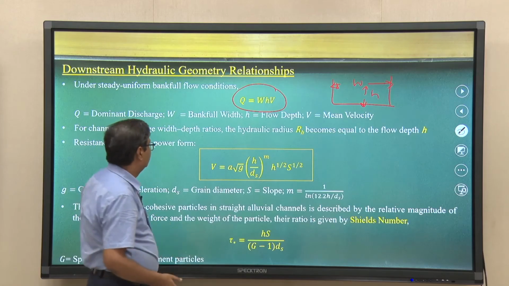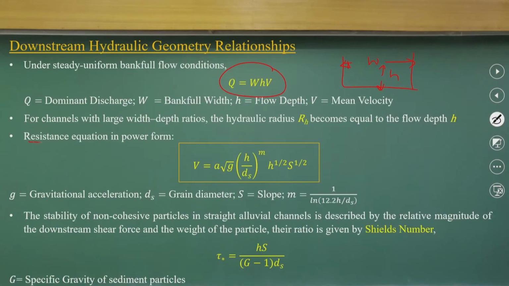But if you look at the flow resistance equation, which takes care of all the near boundary, near bed turbulent structures, we can establish a relationship of the velocity with H by ds. That means ds indicates, for a river bed, the particle size, and H is the flow depth.